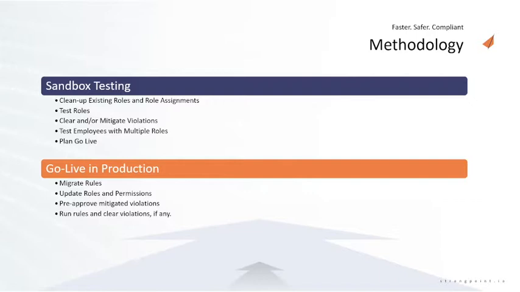Again, because of the sandbox, we can know for sure before we deploy any changes or any new roles into production that things are going to work properly. And then when we migrate any necessary changes to production, we're doing so with appropriate approvals prior to even setting our approvals live. So in production, we have a very clean and clear implementation of segregation of duties.